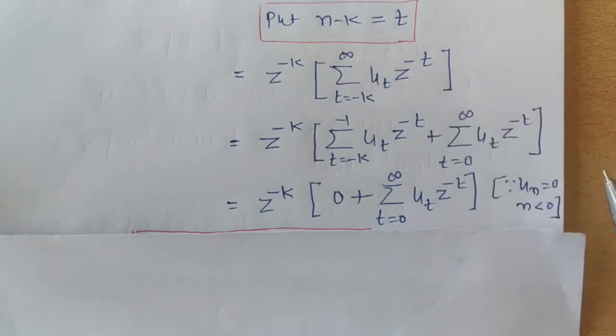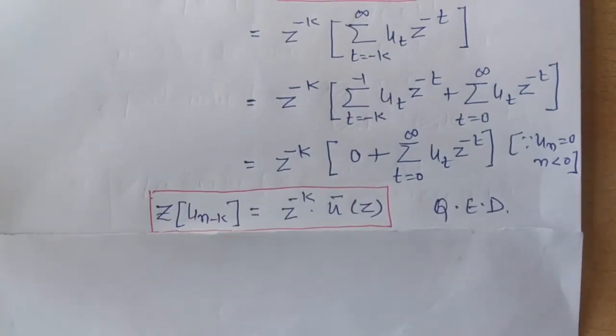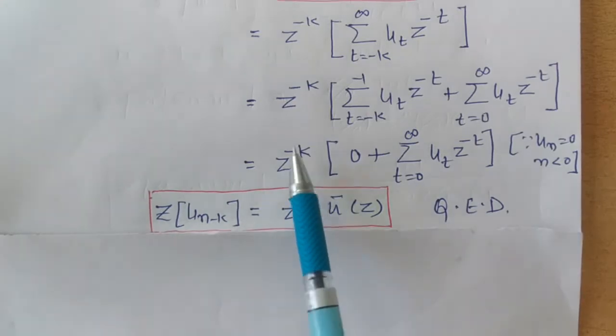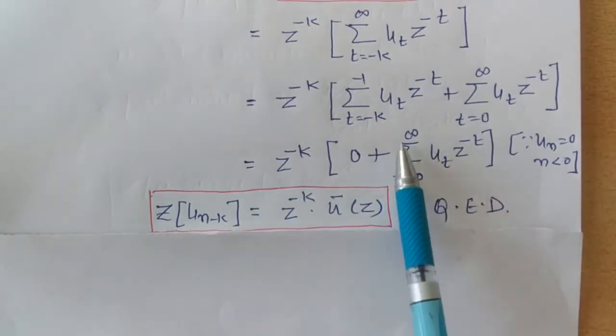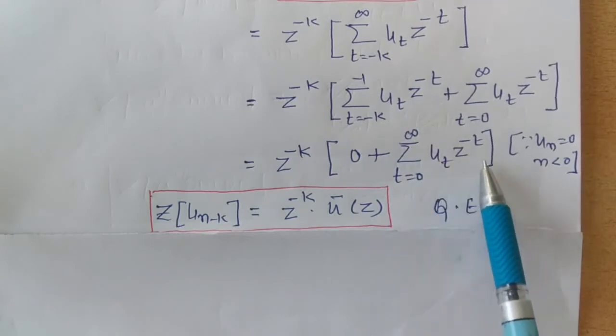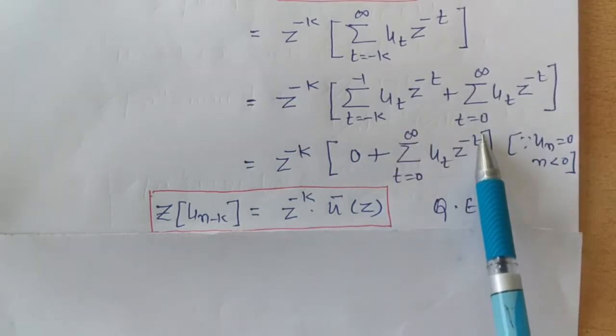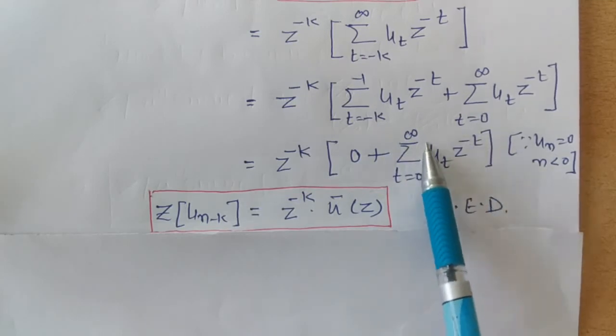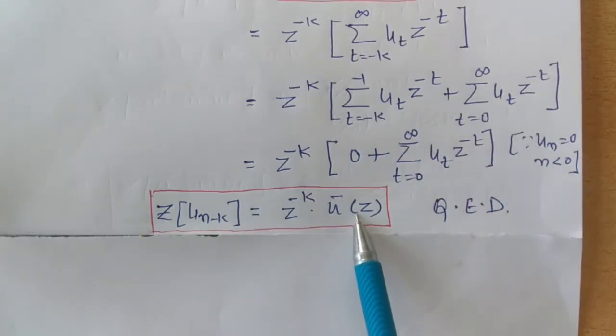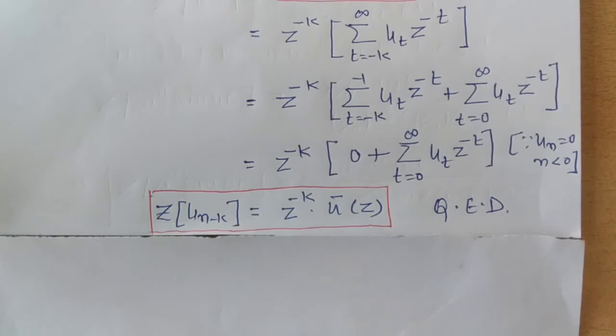So finally we get the Z transform of u_{n-k} is equal to z^{-k}, and this expression is what? Summation n goes from 0 to infinity u_n z^{-n}. So this summation is the Z transform of u_n, which is u bar z. So this is the shifting to right property. The next property is called the shifting to left property, which is very important and has applications in the solution of difference equations.